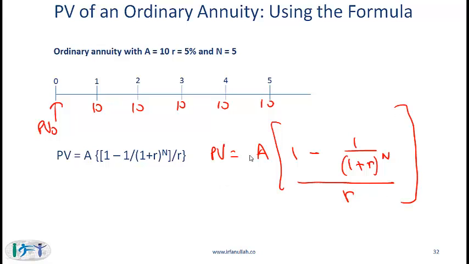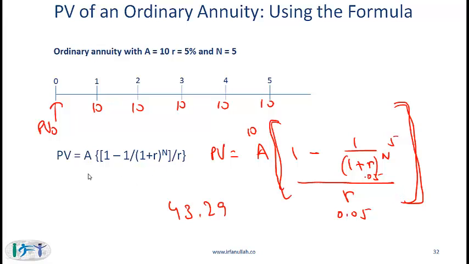If we plug in the numbers, A is 10. The interest rate that we plug in is going to be 0.05. N will be 5, and here also 0.05. And when you solve this, what you will get is the same answer that we had from the previous slide, which is 43.29. This expression in brackets is called the present value factor for the annuity.